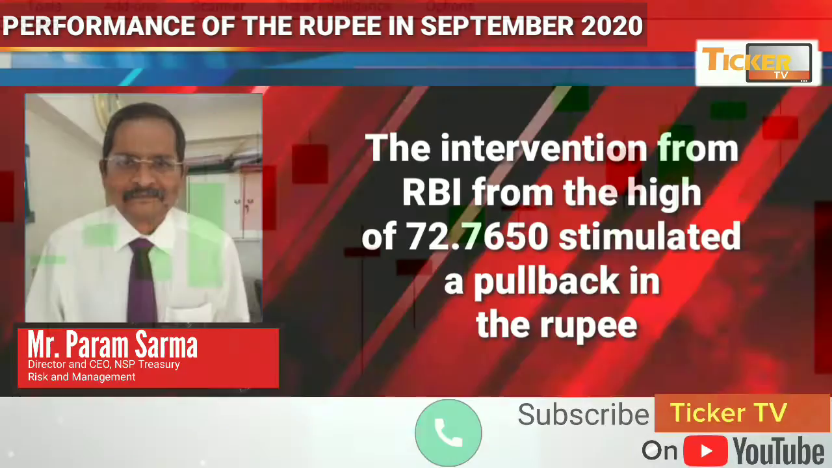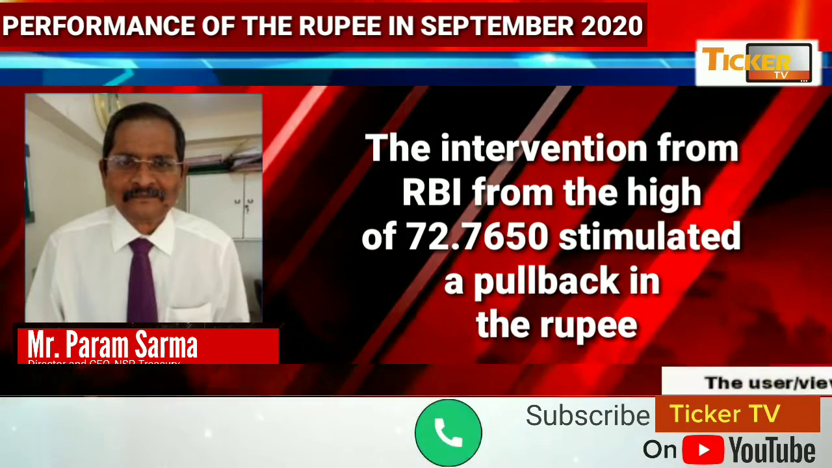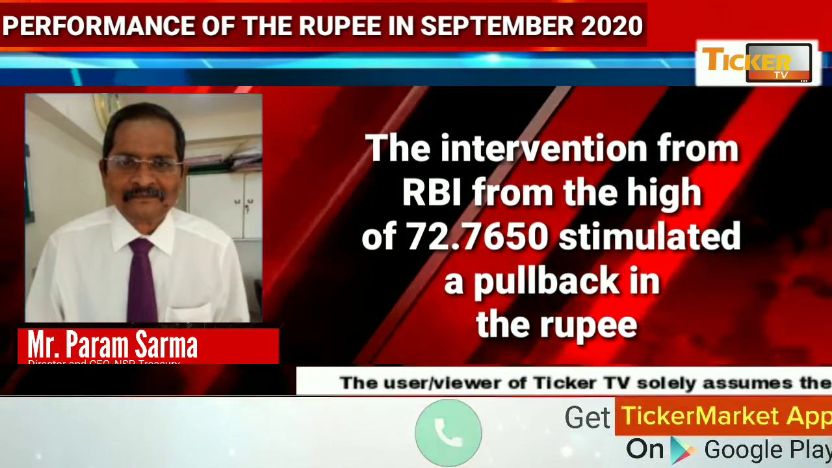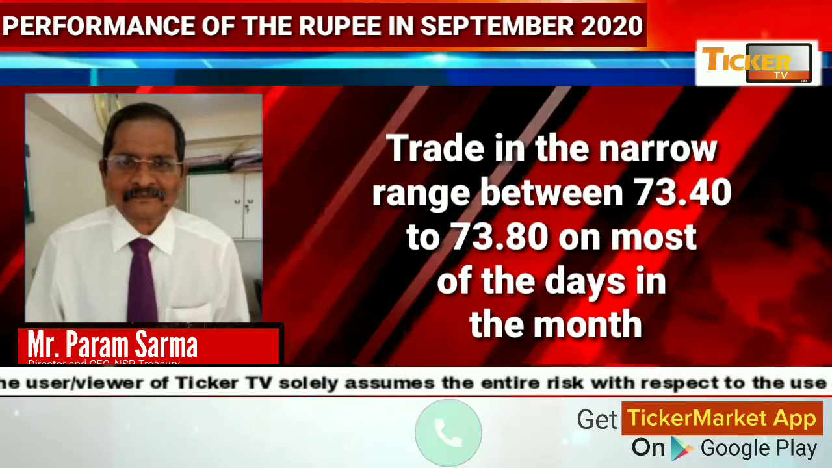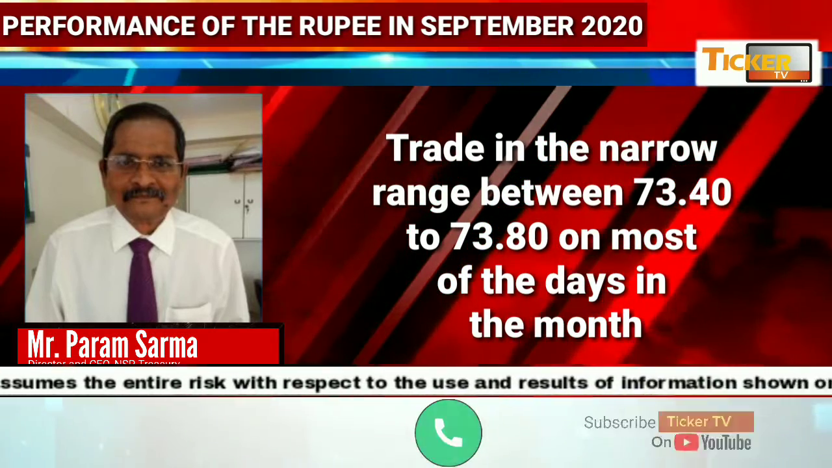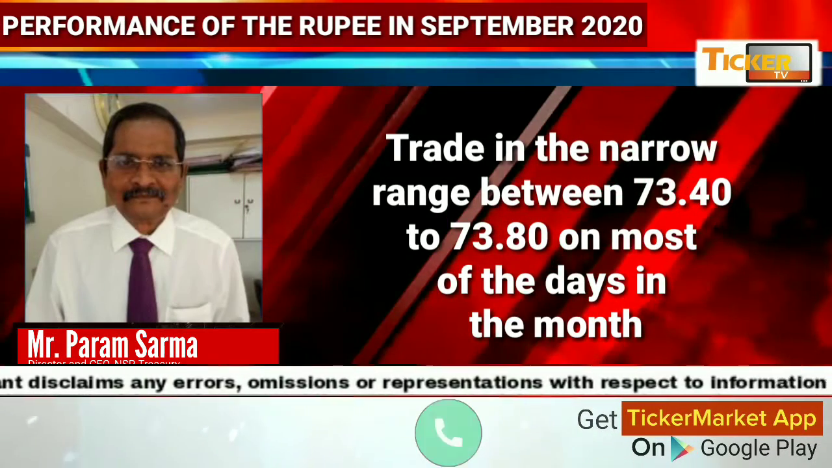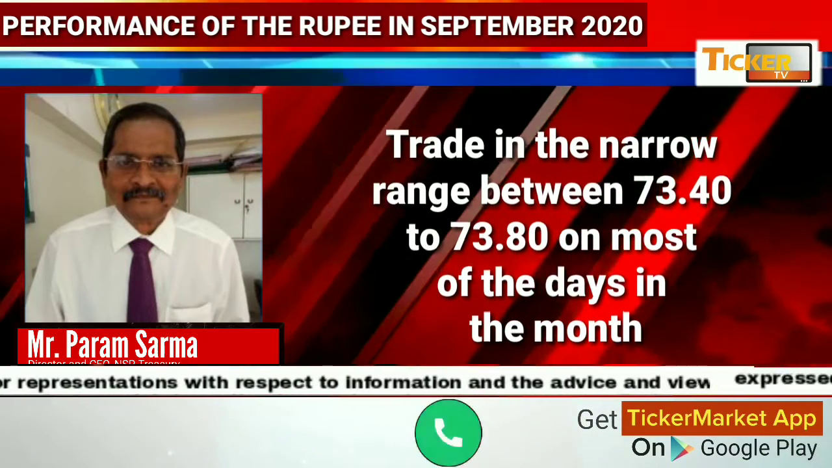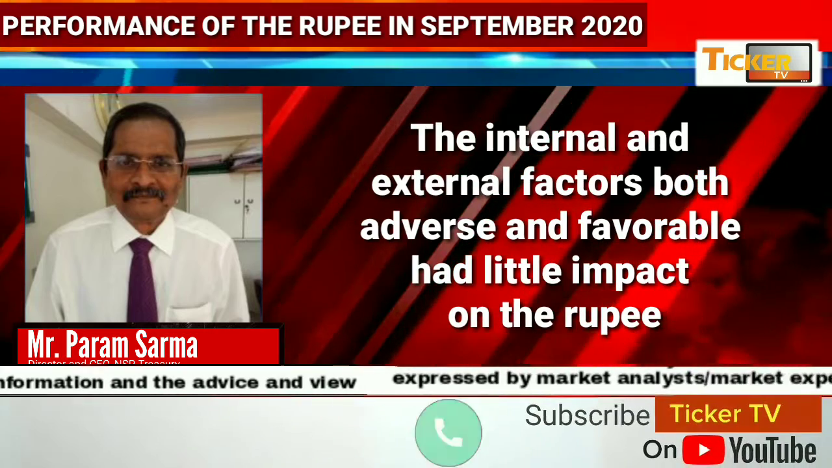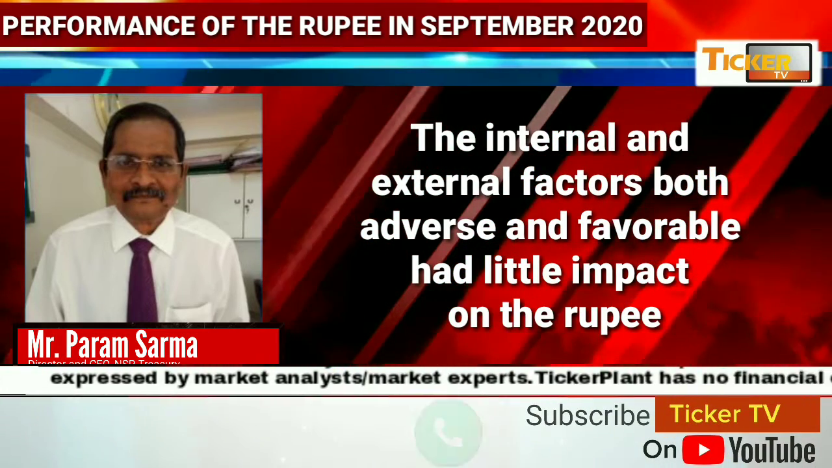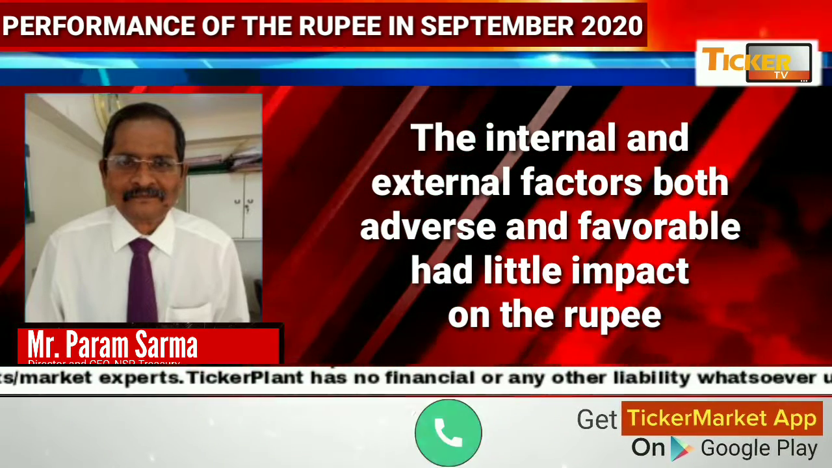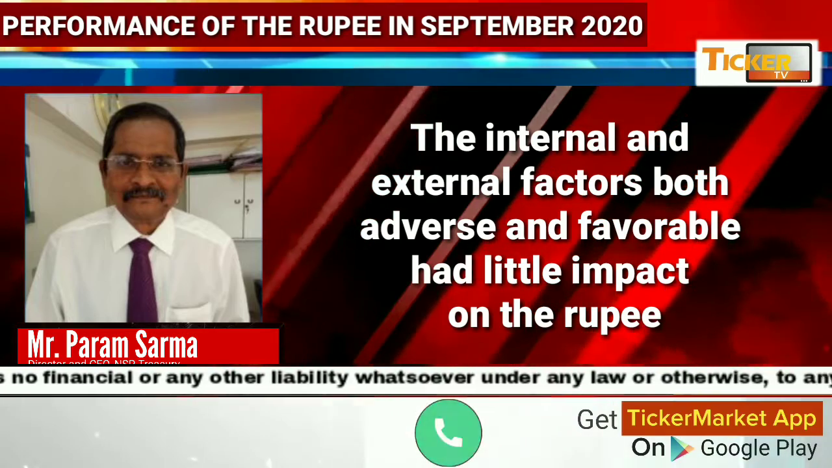The intervention from RBI from the high of 72.7650 stimulated a pullback in the rupee to trade in the narrow range between 73.40 to 73.80 on most of the days in the month. The internal and external factors, both adverse and favorable, had little impact on the rupee.